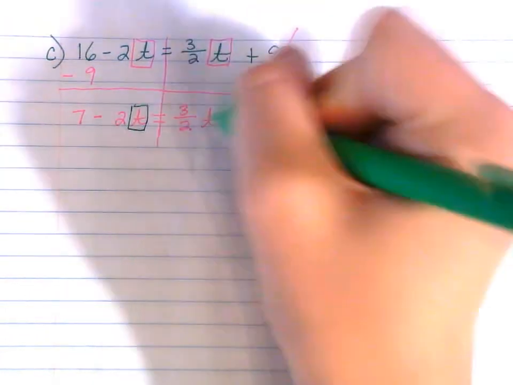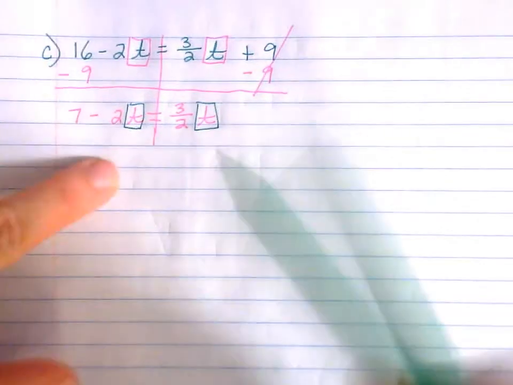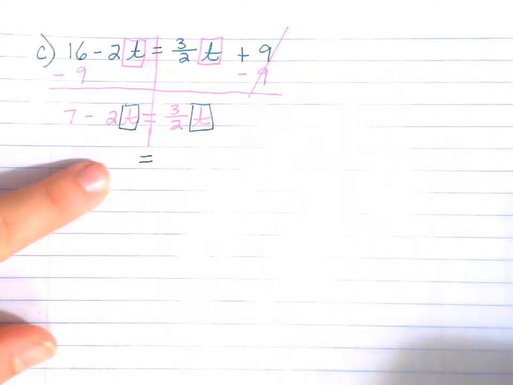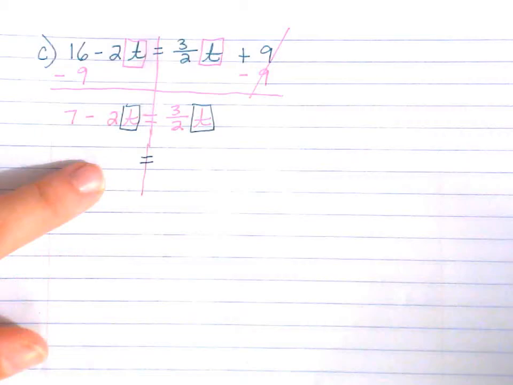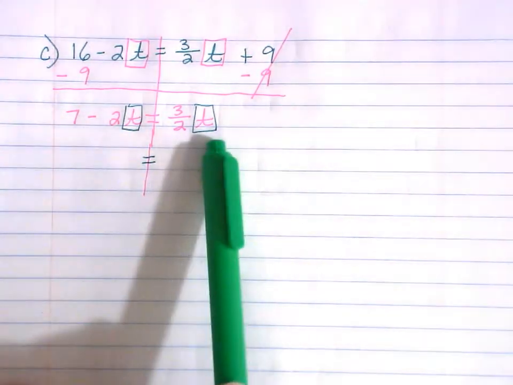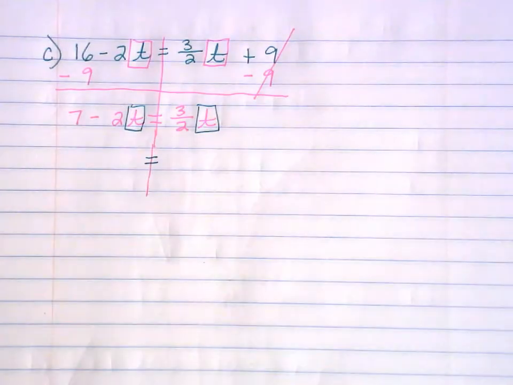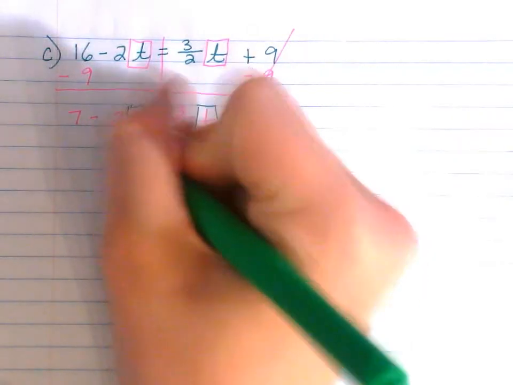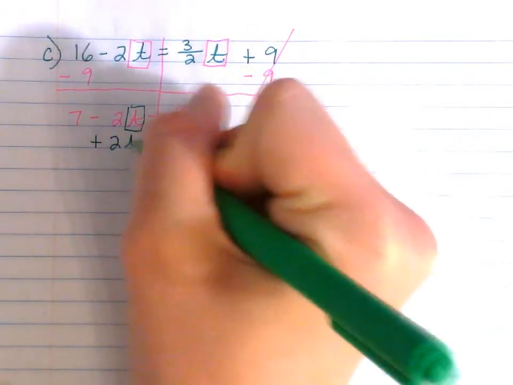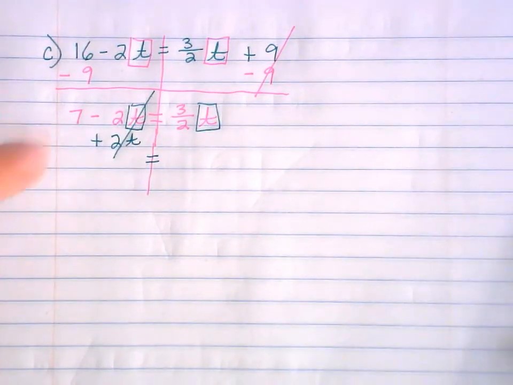So now we have to combine the variables. We have to combine the negative 2t and the 3/2 t. We always want our whole numbers, the constants on one side of the equal sign and the variables on the other side. So that's how we're going to determine to move this negative 2t to the right side. So it's on the other side of the equal sign or of the line than the 7. So it's a minus 2t, so we have to add 2t because negative 2t plus 2t equals 0. So that just leaves me with 7.